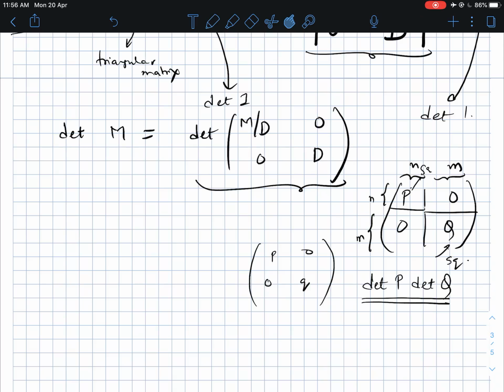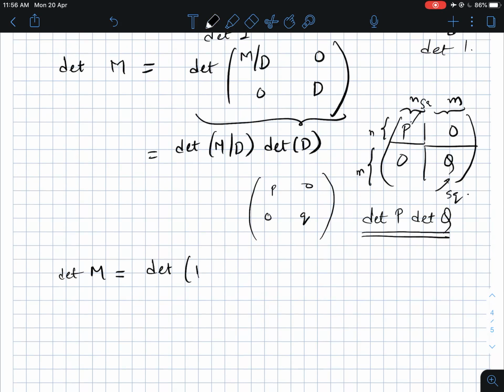So this determinant in turn is equal to det of M by D, that is the Schur complement of D, times det of D. This leads to the first important and not so obvious result: the determinant of M is equal to the determinant of D times the determinant of the Schur complement of D.